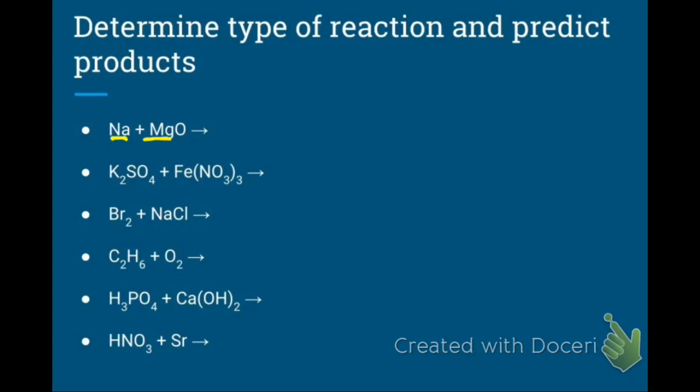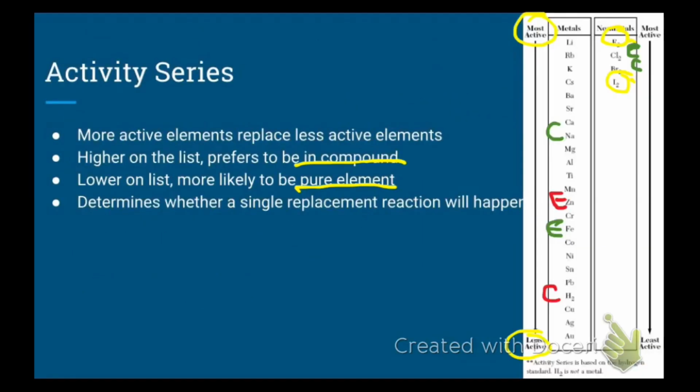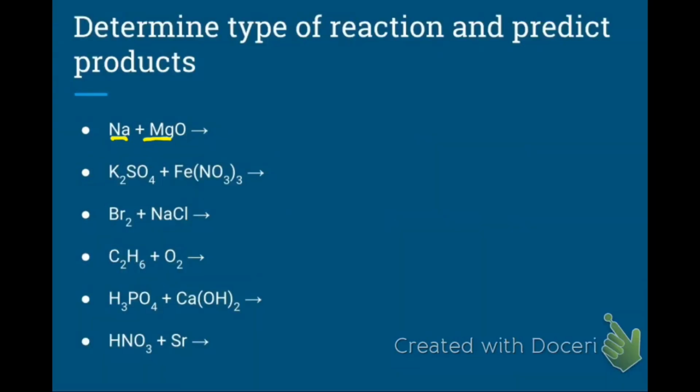So we're going to have to look at our activity series. If you look at your activity series, and I'm going to flip back for a sec, you will notice that sodium is higher than magnesium, which means this will happen. Watch your charges though, because Na comes with a +1 charge, oxygen comes with a -2, so we need 2 sodiums for every 1 oxygen, plus magnesium metal. You're not going to have any charge on your pure element. It's just by itself.